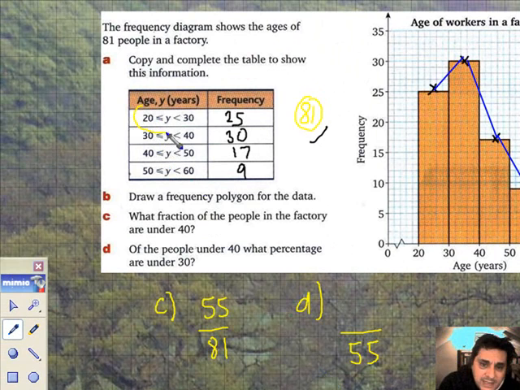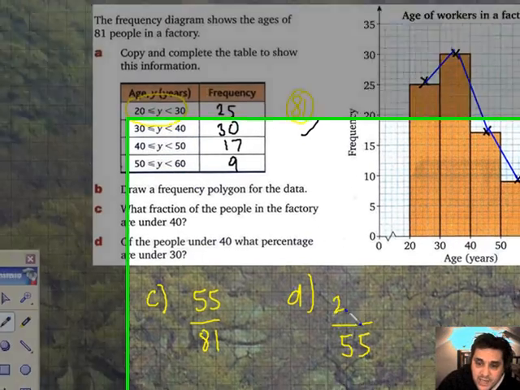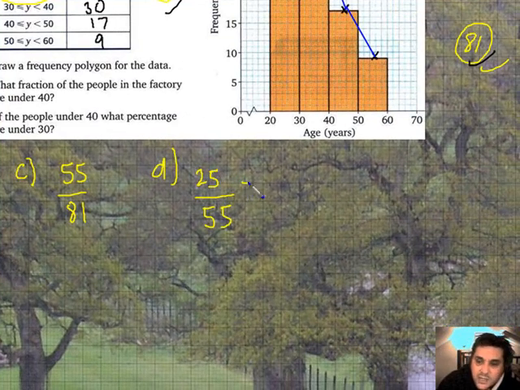Well, that's this little group here, as you can see. Look, the 20 to under 30s. Therefore, I've got 25 of those, and this one I can simplify. I'm going to simplify it down using 5s. So that's going to be 5 over 11. Just dividing top and bottom by 5 as usual.